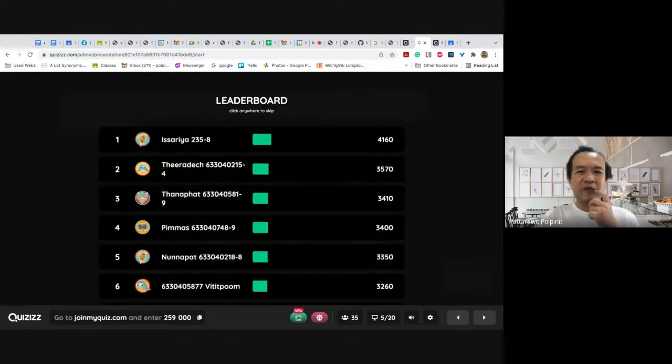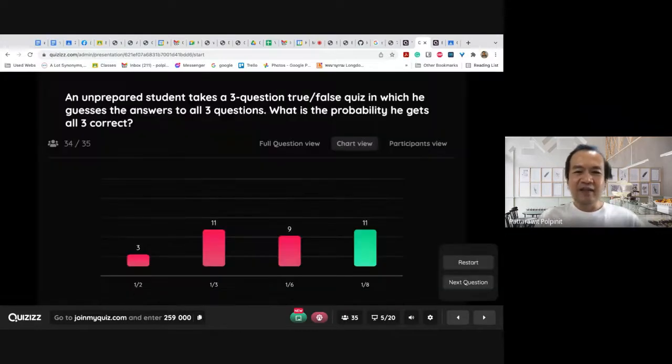Ooh, swap of the leader again. Okay. So this one, you have three questions, right? It says that you have three questions, true or false. Then the student answers all three questions. What is the probability that he gets all three correct? So imagine three questions, each question has two answers, true or false. So how many possible outcomes can he answer?